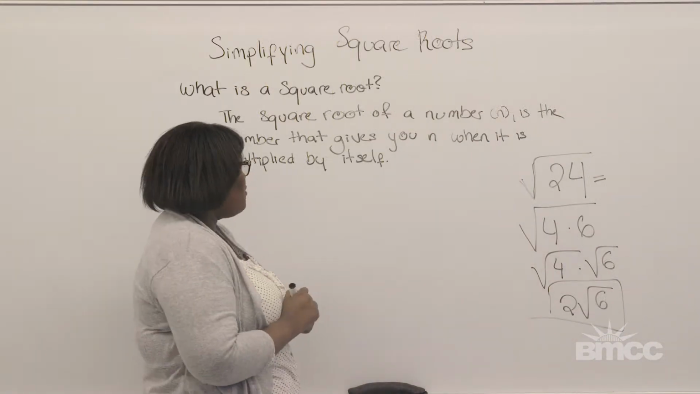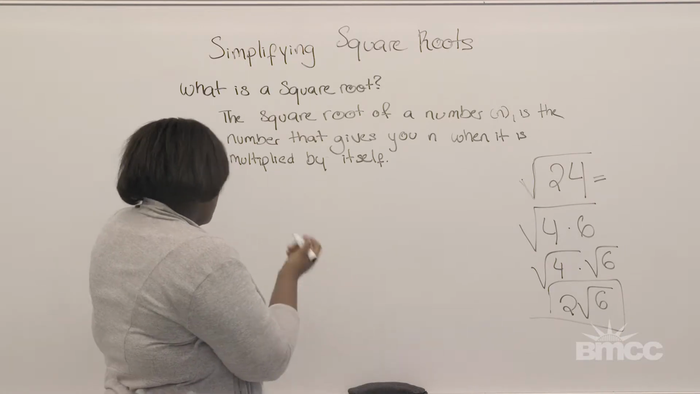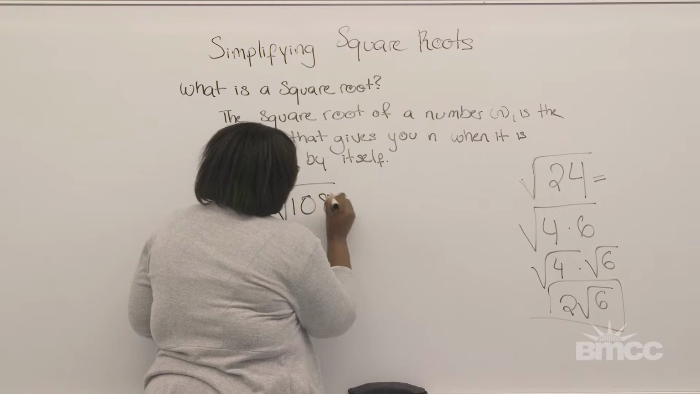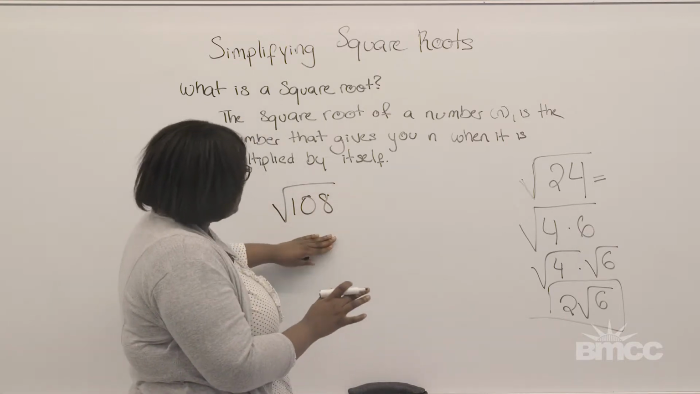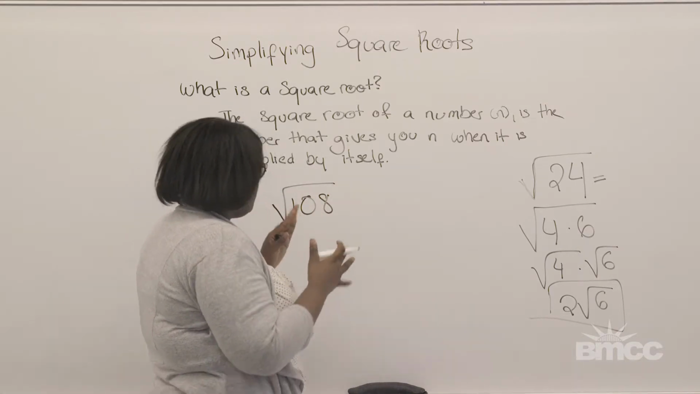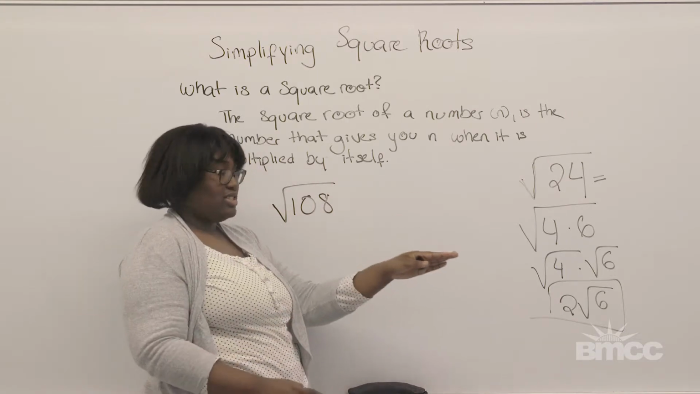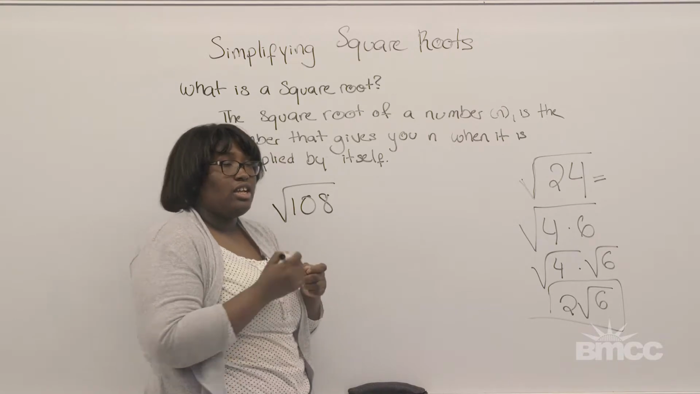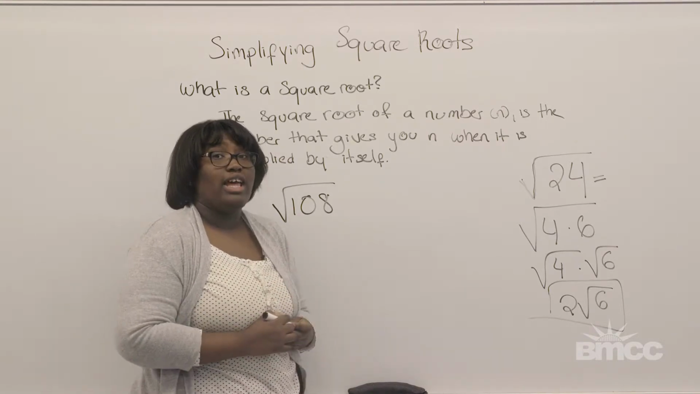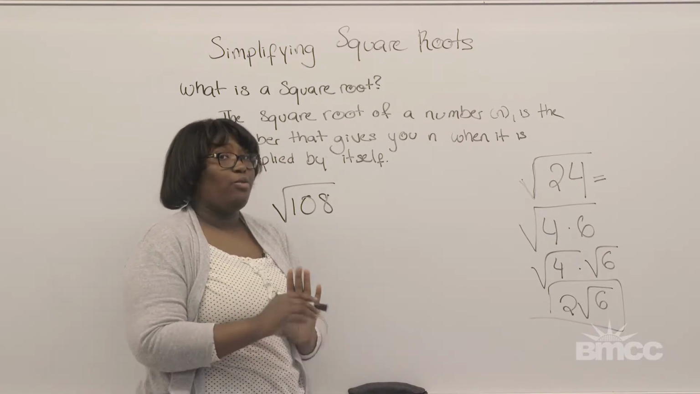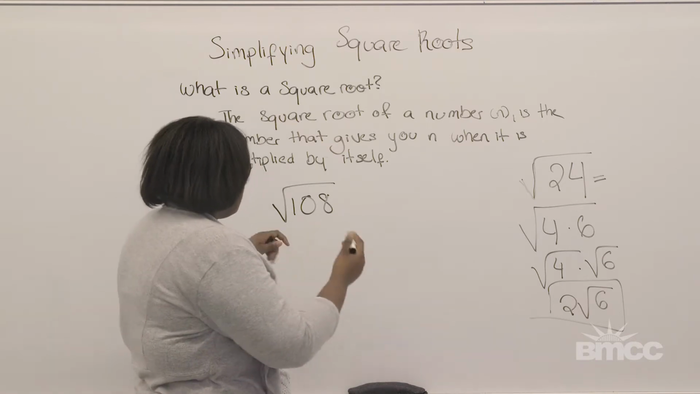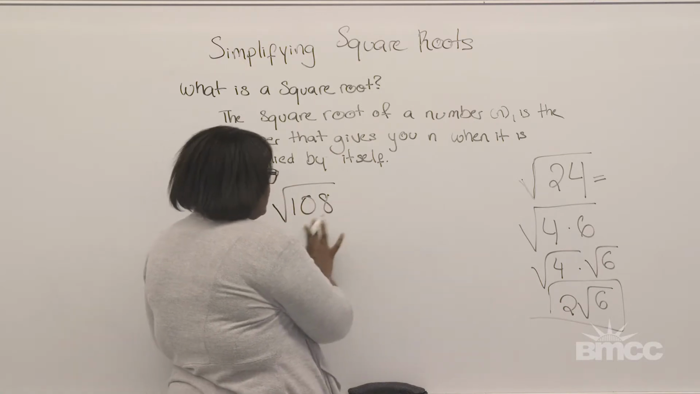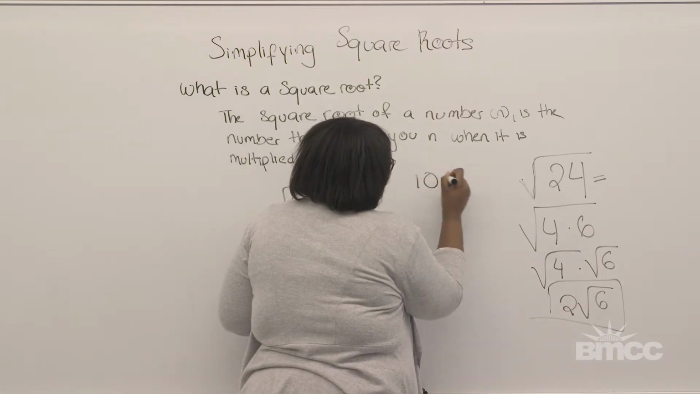All right, so now we're going to do the square root of 108. So to do this, we're going to do it a different way. We're going to list out the prime factors of 108. Now, a prime number is a number that can be divided only by 1 and itself. So let's list out the prime factors of 108. So let's have 108 here.